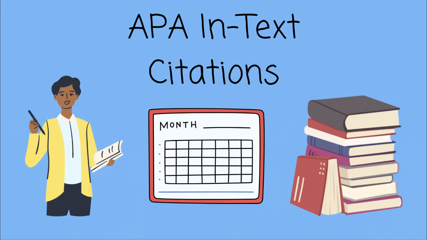So the three things that you need for APA in-text citations include information about the author, whether that be the author's last name, the organization's name, or if an author is missing, the name of the work. You also need the year of publication, and you need a page or paragraph number.